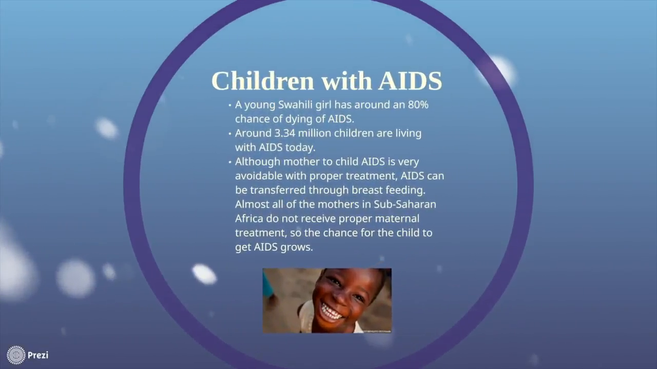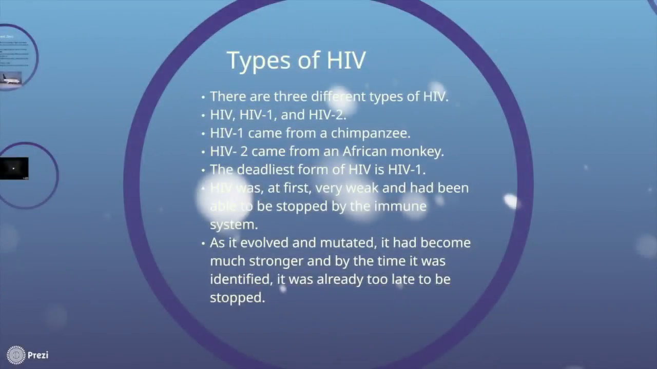Children with AIDS. A young Swahili girl has around an 80% chance of dying from AIDS. Around 3.34 million children are living with AIDS today. Although mother-to-child AIDS is very avoidable with proper treatment, AIDS can be transferred through breastfeeding. Almost all the mothers in sub-Saharan Africa do not receive proper maternal treatment, so the chance for a child to get AIDS grows.